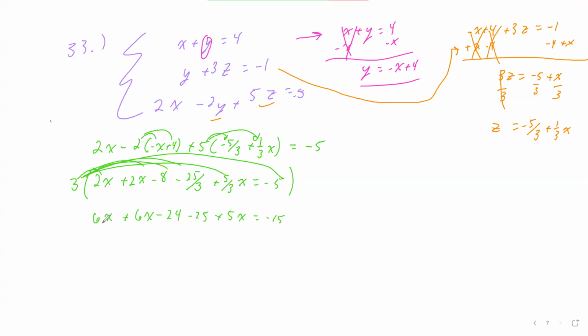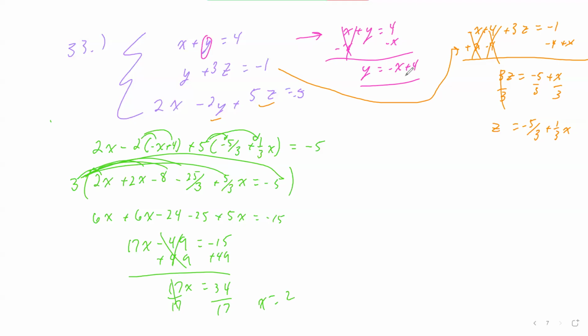So now I get 6x plus 6x plus 5x. That's going to be 17x minus 49 equals negative 15. So then I add 49 to this. That would be 34, divided by 17. So I get x equals 2.